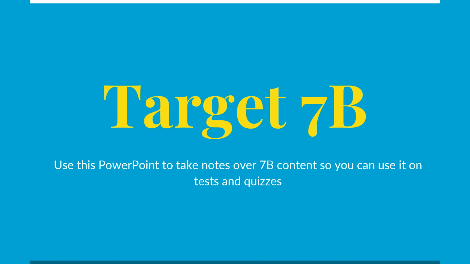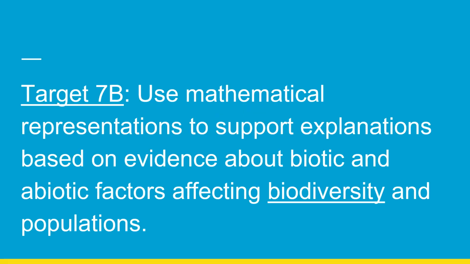All right. Hello, everyone. This is the PowerPoint for Target 7B. So make sure you use this PowerPoint to take notes, especially the vocab words, because those are going to be very important when you take your practice assignment in your test. So for this target, you are going to have to use mathematical representations to support explanations based on evidence about biotic and abiotic factors affecting biodiversity and populations.